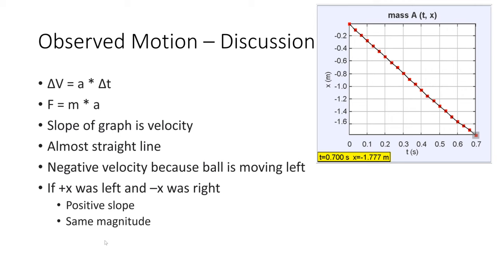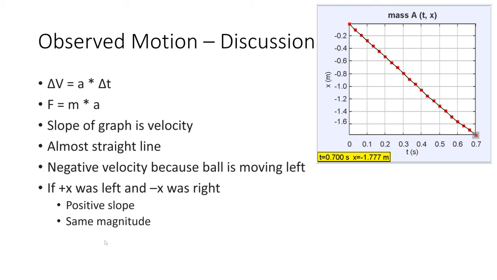I imported this video into Tracker and I plotted its x position versus time on this graph. The change in velocity of an object can be calculated by multiplying acceleration by the change in time. If delta v is constant, if the velocity is constant, then delta v must be 0, and therefore the acceleration must also be 0. Plugging in a equals 0 to the second equation, we get force equals m times 0, or force is 0, the net force acting on the object.